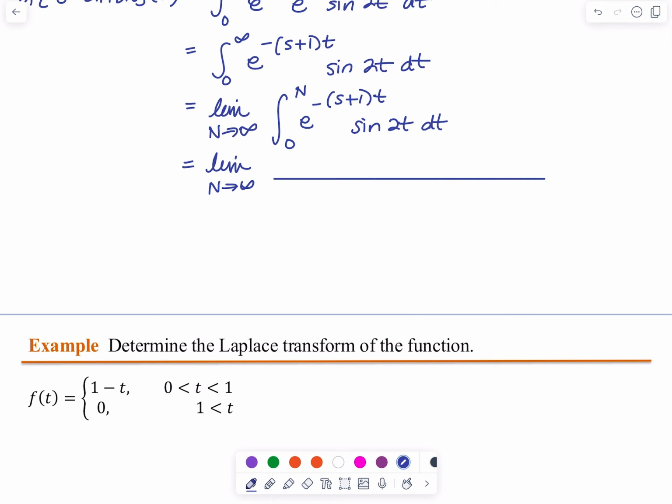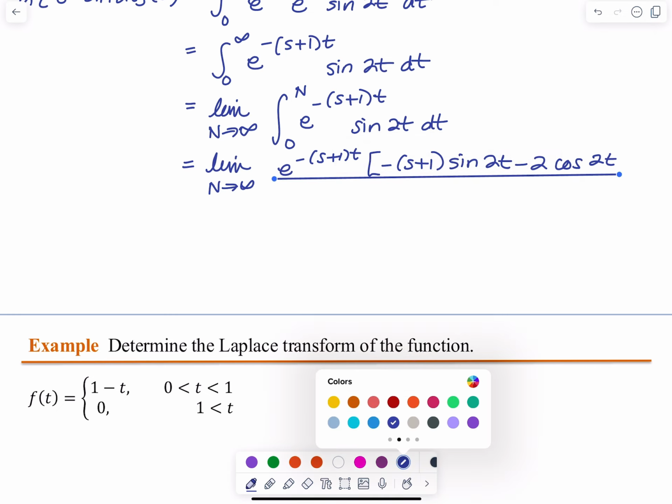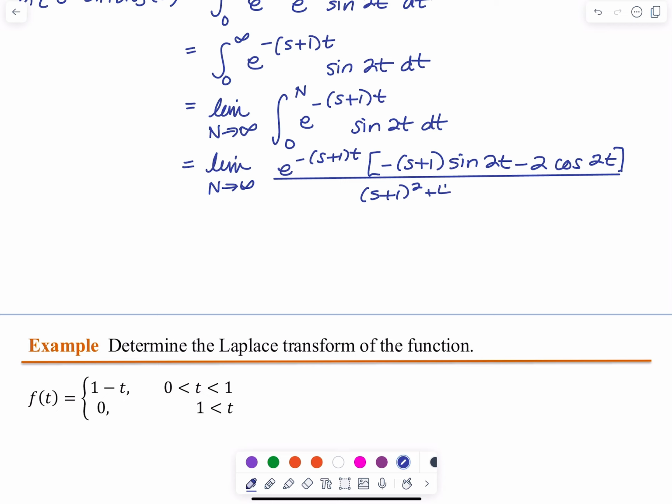And we have e to the negative s plus 1 times t power multiplied by negative s plus 1 sine of 2t minus 2 cosine of 2t, all divided by s plus 1 squared plus 4. So this looks a little familiar after working the previous problem.